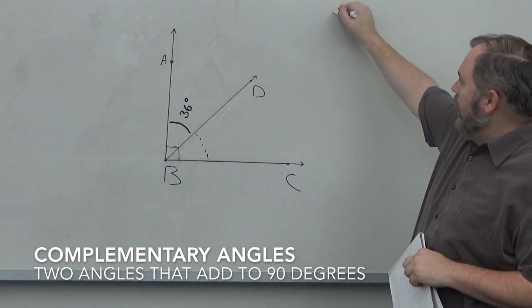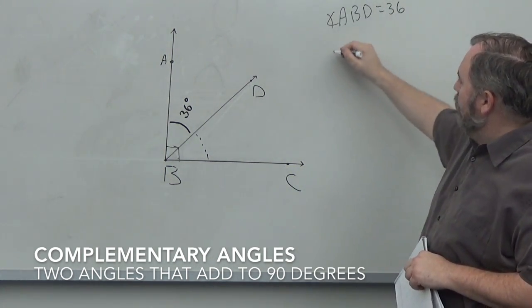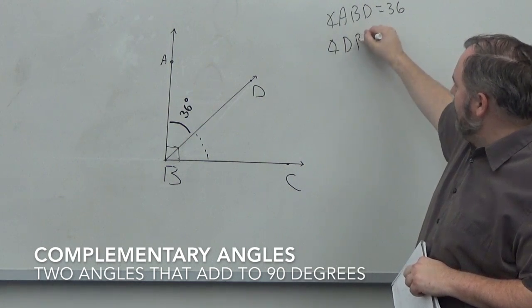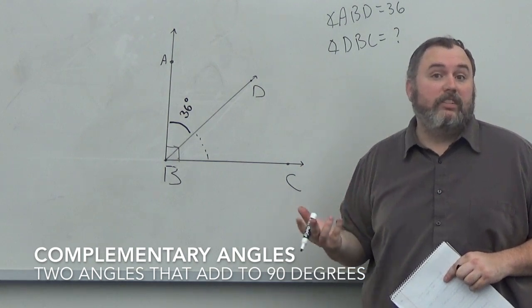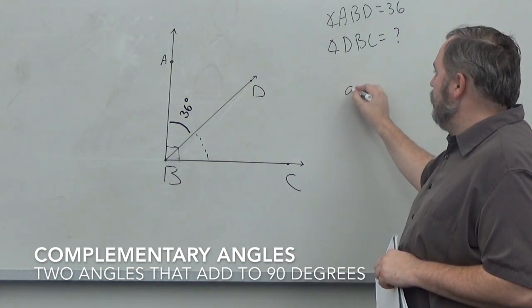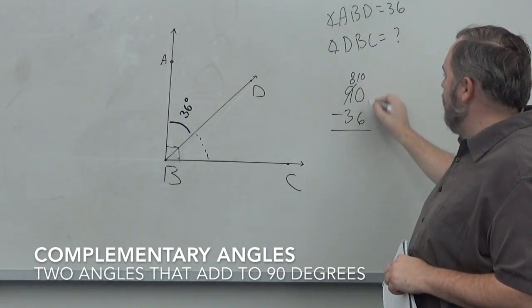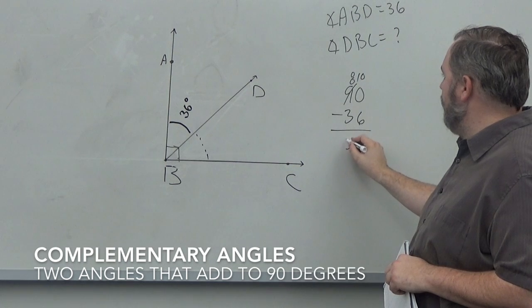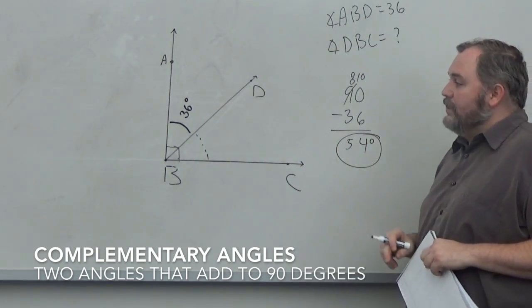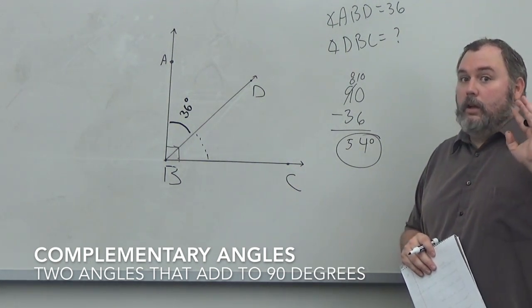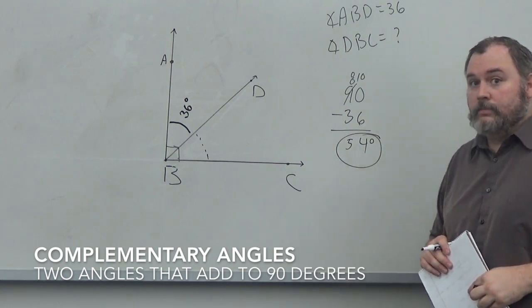All right, so angle ABD is equal to 36. We're trying to find DBC. How do we go about doing that? Since we know that these are complementary, we simply subtract the 36 from the 90. So 90 minus 36. This goes to 8, this becomes a 10, this is a 4, this right here becomes a 5, so 54 degrees. 36 plus 54 does equal 90. So, complementary angles are when two angles add up to 90 degrees.